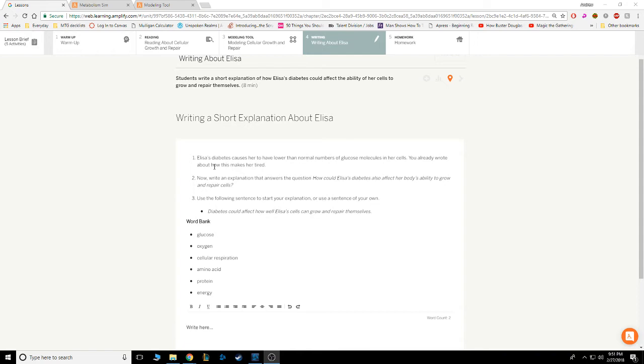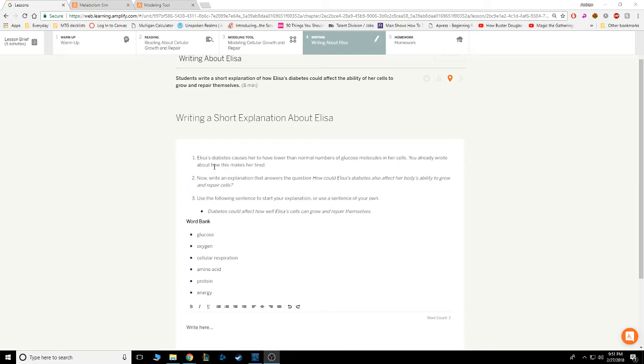So now we have to write an explanation that answers this question. How could Elisa's diabetes also affect her body's ability to grow and repair cells? So the step-by-step process is this. How could Elisa's diabetes, which is the disease that prevents her glucose from getting combined into her cells and making energy, so to shorten that, how could Elisa's inability to make energy affect or change, in this case, change her body's ability to grow and repair cells?